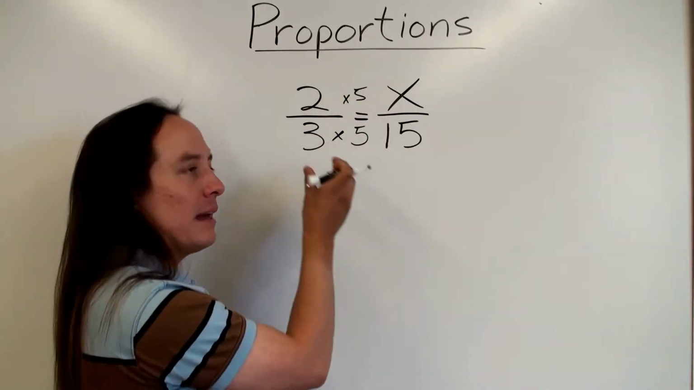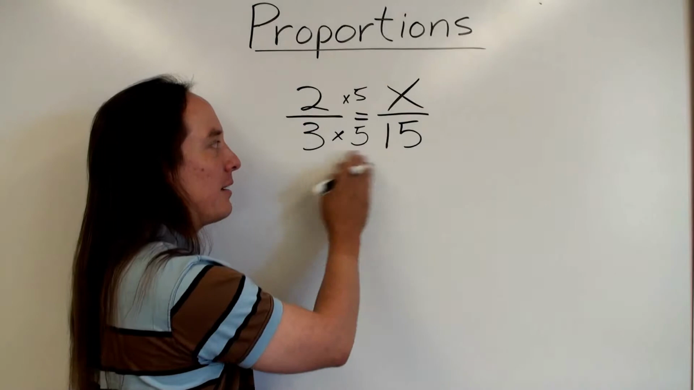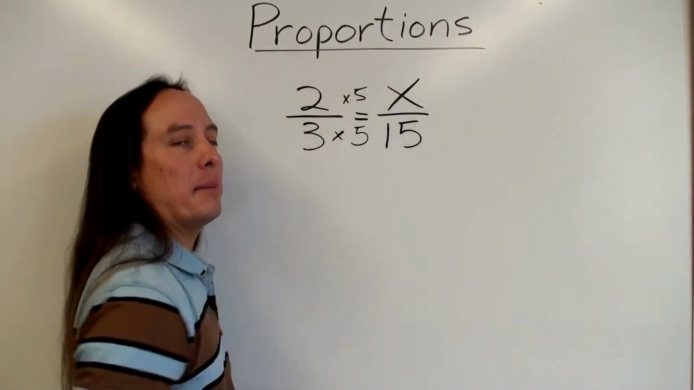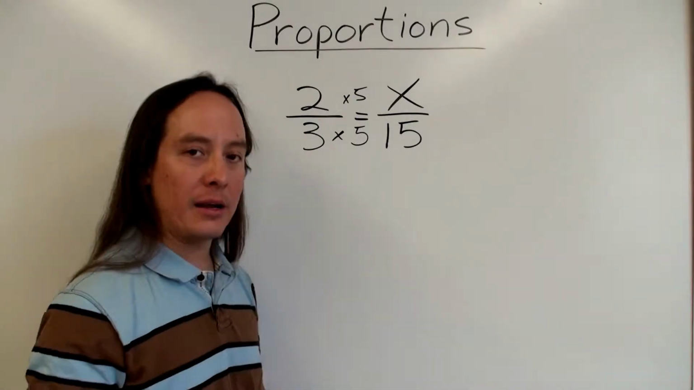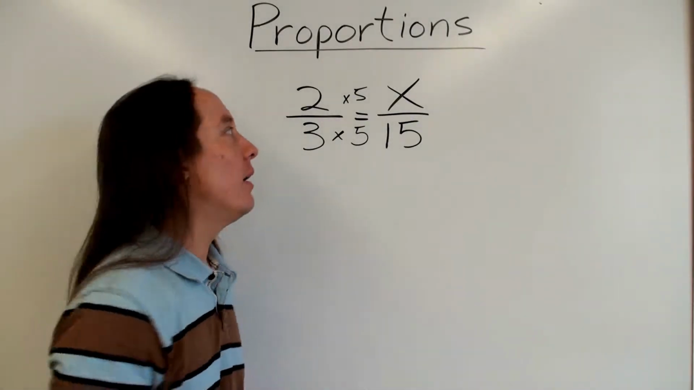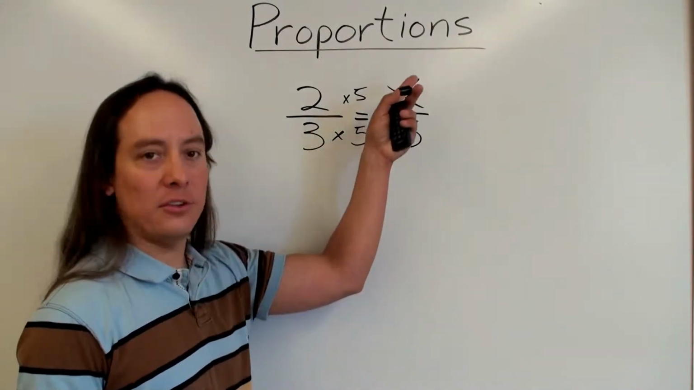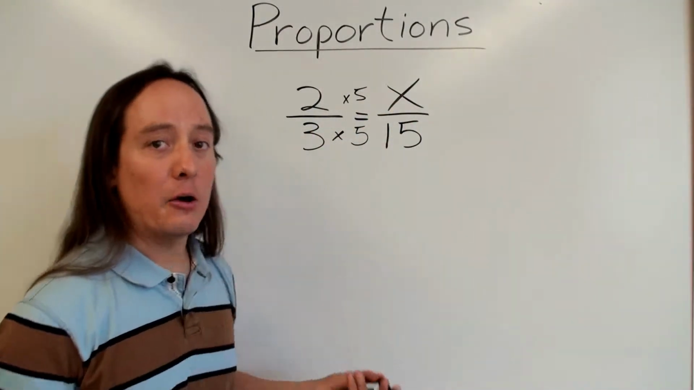So if I take that same factor that I have here in the denominators, and I do the same operation in the numerator, it would give me the correct value that I'm looking for. So 2 times 5 would be 10. And so 2/3 is equal to 10/15. And that would be correct.